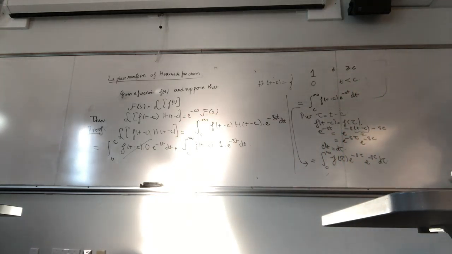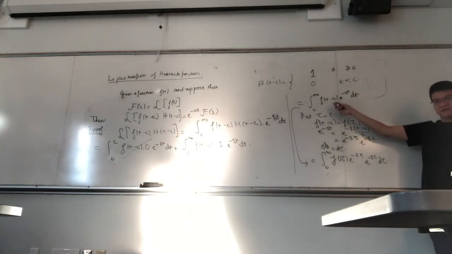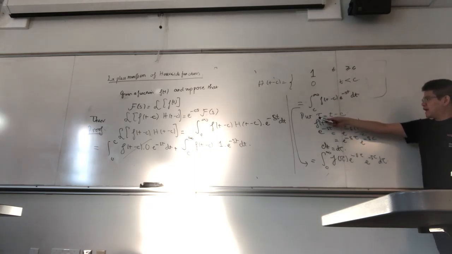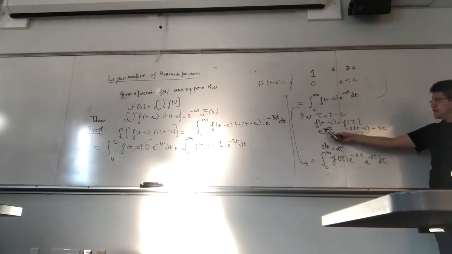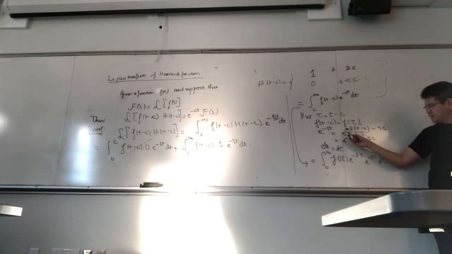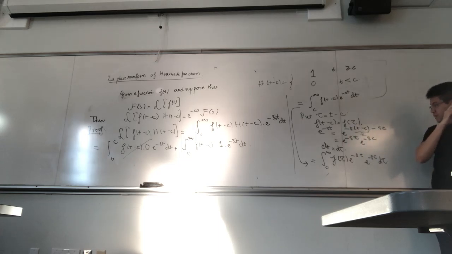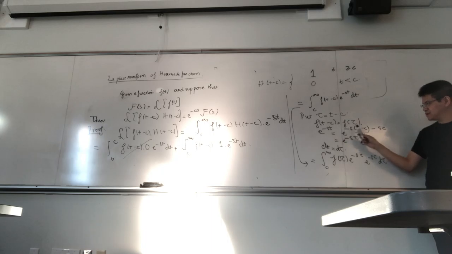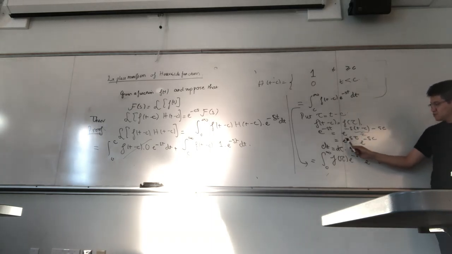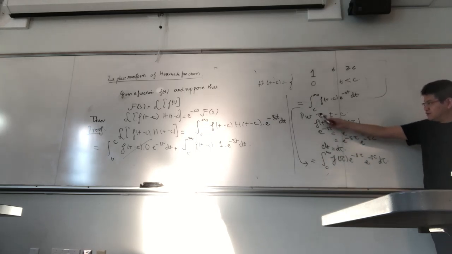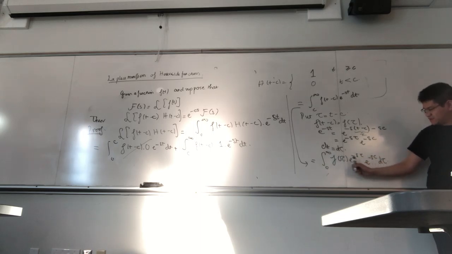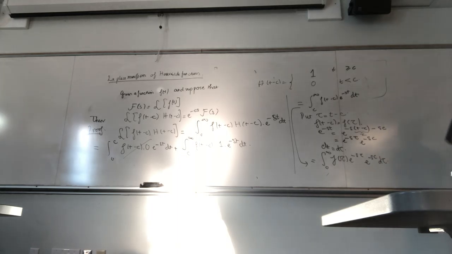The next step is to shift, because here I see that I have t minus c. I want this to be a new variable, so I do the change of variable tau equals t minus c. In this case, f of t minus c will be f(tau), and e to the power minus st will be e to the power minus s(t minus c), but here I'm adding sc, so I have to subtract sc. I'm adding sc because here I have minus and minus. So here I have e to the power minus s tau, and here e to the power minus sc, dt is now d tau. This can be written as the integral from 0 to infinity of f(tau) e to the power minus s tau e to the power minus sc d tau. Right? So what is the next step?